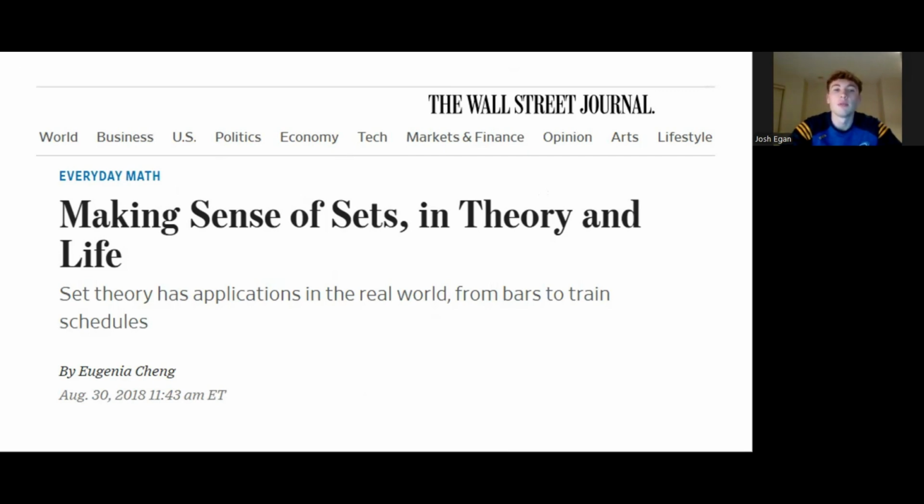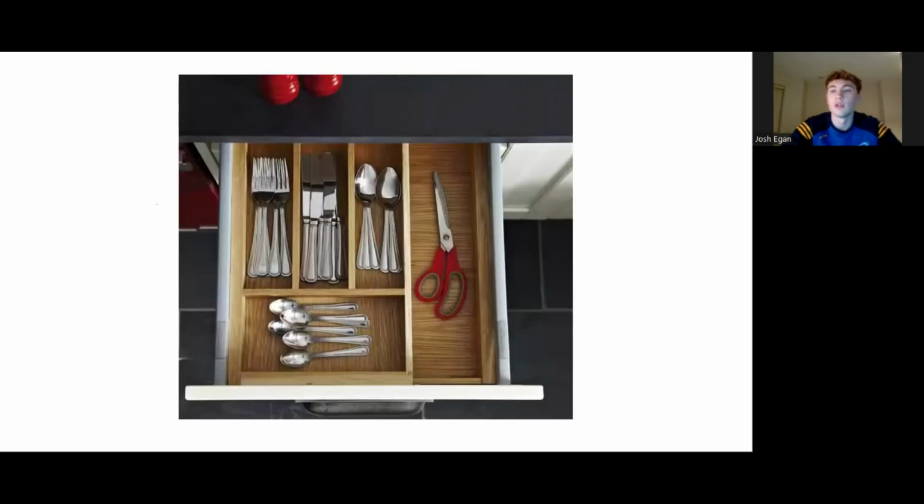However, to give a simpler example maybe of how we use sets every day, all you'd have to do is open your cutlery drawer. Now, I'm not sure about you, but I know that my cutlery drawer at home is organized into different sets. So I have my set of knives in a different section to my set of forks, allowing me to quickly grab the utensil I require at any point.